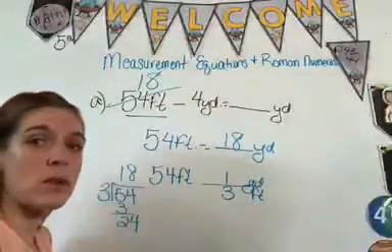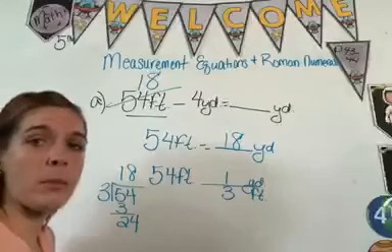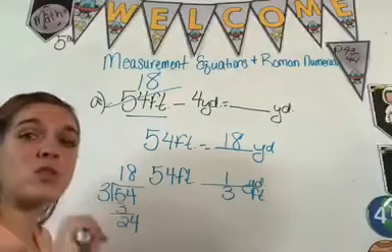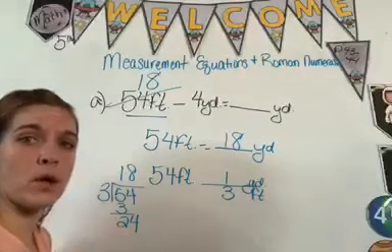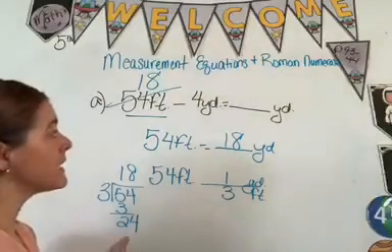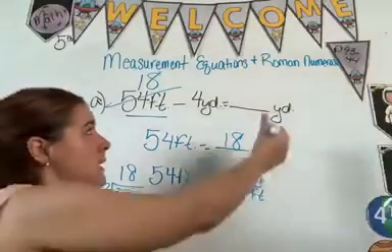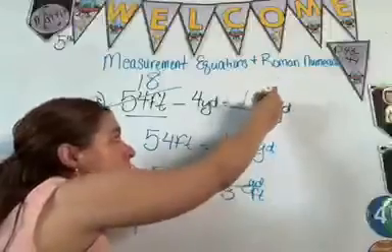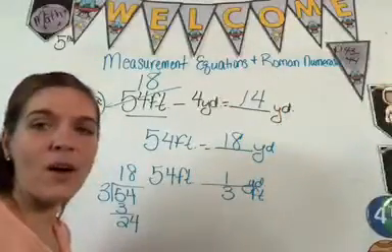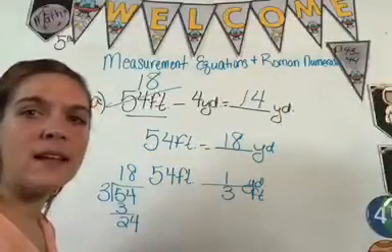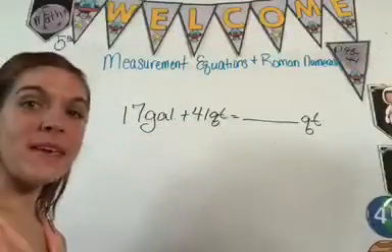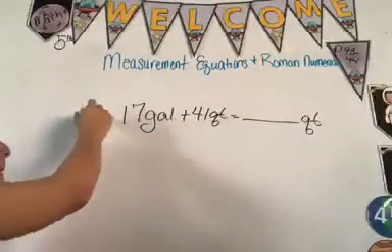Make sure you're doing this with me. If you haven't been doing it with me, stop and copy the process because you need these examples in your book, okay? So you have 18 minus 4. 18 minus 4 yards is 14 yards. There you go. Okay, stop it and look at it. Okay, let's do another one. Letter B, you guys. Letter B.